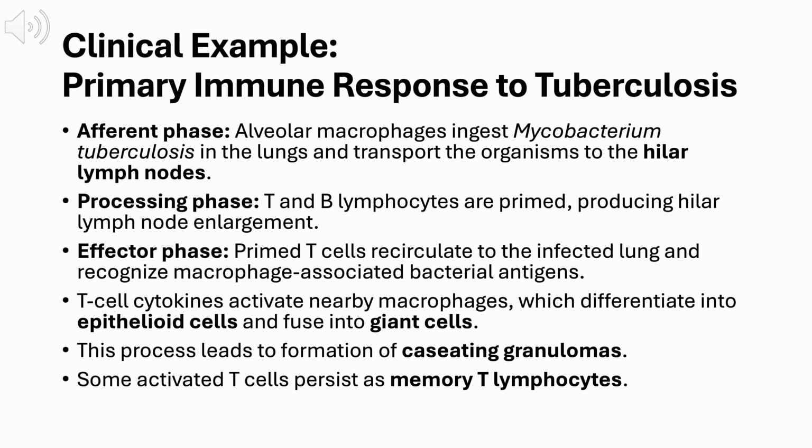Then the effector phase. Primed T cells recirculate back to the infected lung and recognize macrophage-associated bacterial antigens. Their cytokines activate nearby macrophages, which differentiate into epithelioid cells and fuse into multinucleated giant cells. This is what builds the caseating granuloma, the histological hallmark of TB. And critically, some of those activated T cells persist as memory T lymphocytes. Hold on to that last point, because those very memory cells are what the tuberculin skin test reactivates, which is exactly where we're headed next.